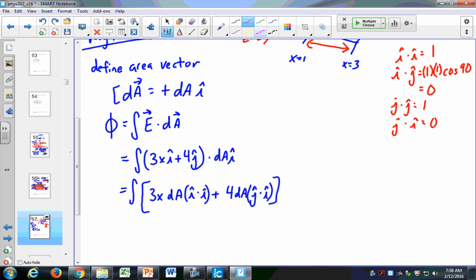All right. So here, I lose one of these terms. I lose this one because it goes to 0, and so I'm not even going to write that term at all. So this simplifies to the integral of 3x dA.